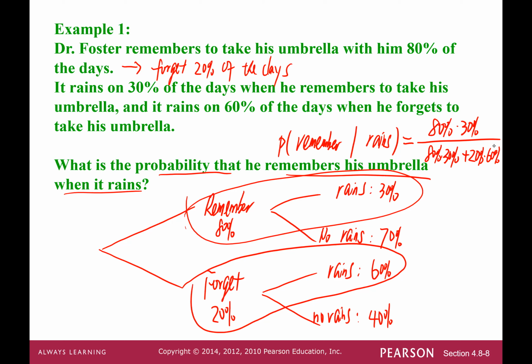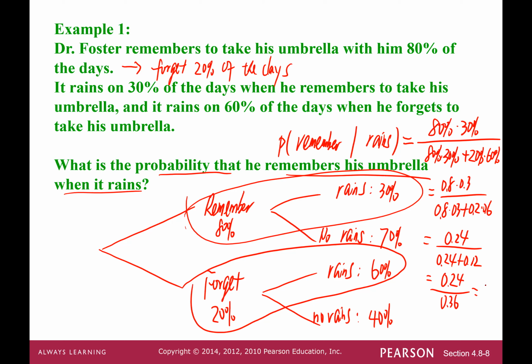Okay. And that becomes the total probability. So here 80% is 0.8 times 0.3, and 0.2 times 0.6. So this is 0.24 over 0.24 adding 0.12. So it's 0.24 over 0.36.